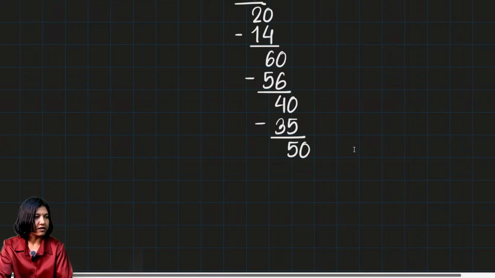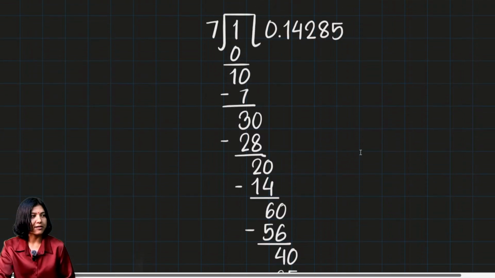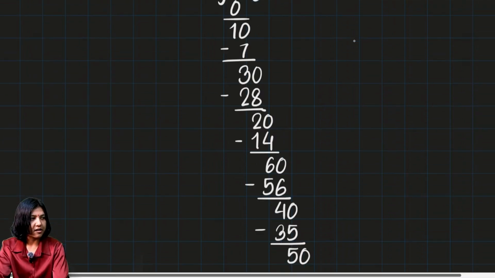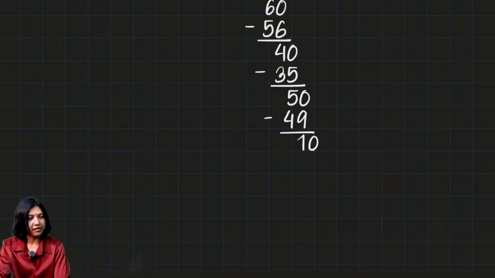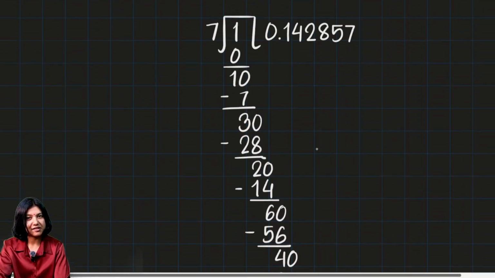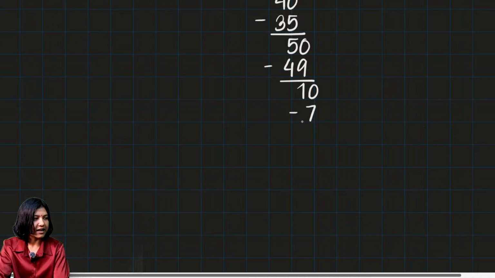Now 50. Yeah? 7 times how much is nearest to 50? 7 times 7 is 49. And now it gives me the remainder 1. Now 1 as in 10. So 7 times how much is 10? 7 times 1 is 7. 8, 9, 10. Again a remainder of 3.